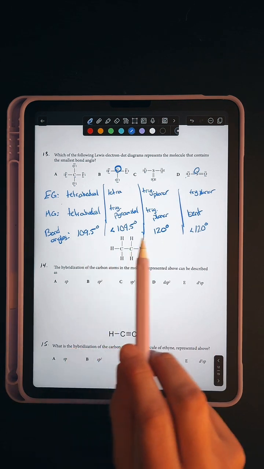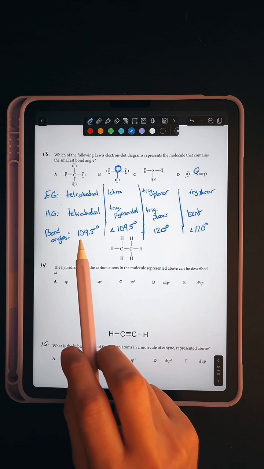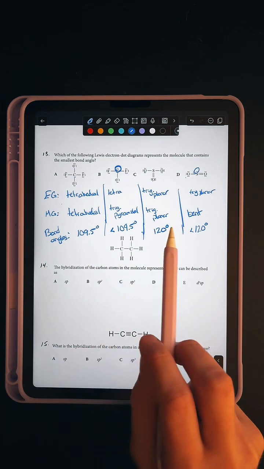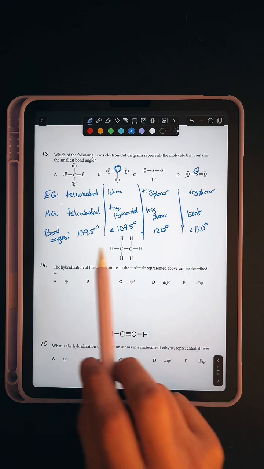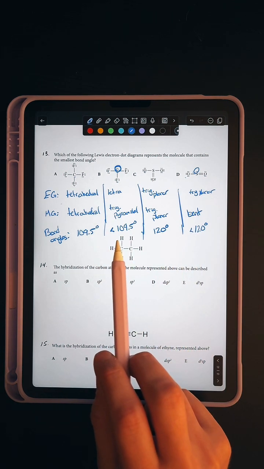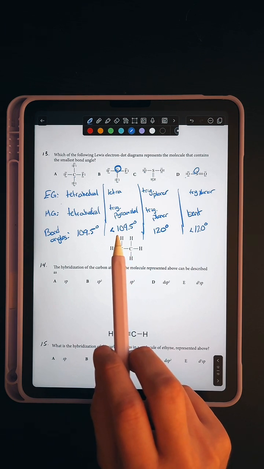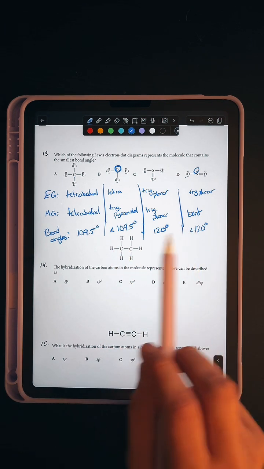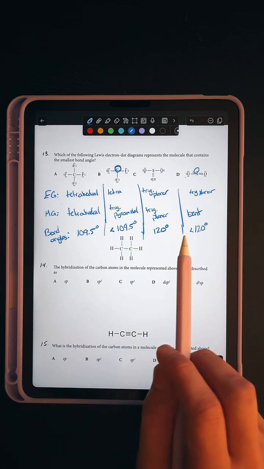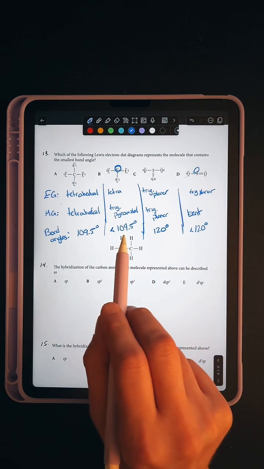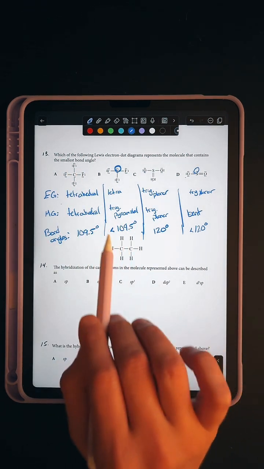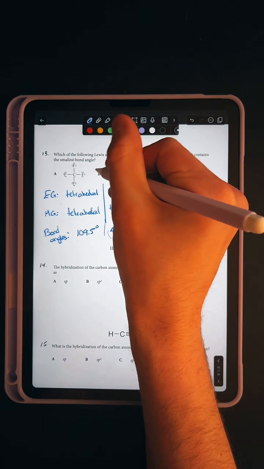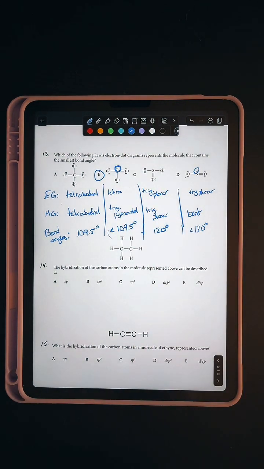So now we have these angles to work with. 109.5, less than 109.5, 120, or less than 120. Now, because these two are less than, they're only going to decrease by a couple degrees. So then we can just say that the smallest bond angle here is going to be the less than 109.5, which is choice B.